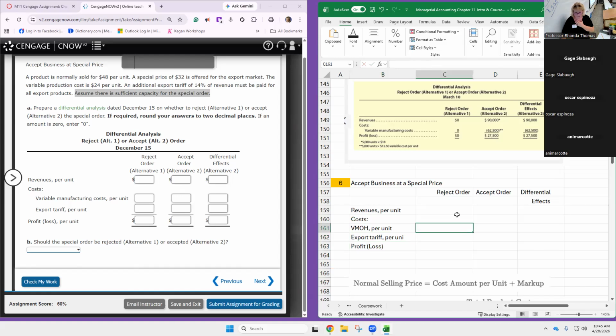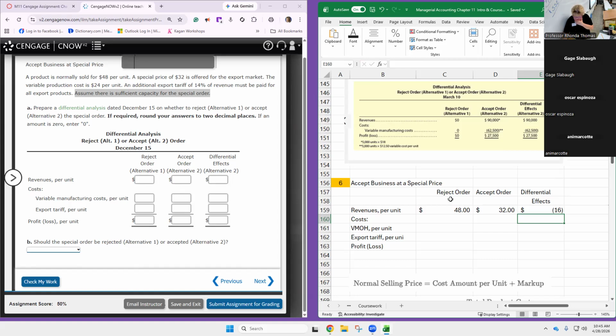Okay, all right. So once again, the revenue is $48. The special order is 32. So we can do the difference here. If we do the difference, it's going to be a negative, of course, because we're thinking about selling it to them for less per unit.